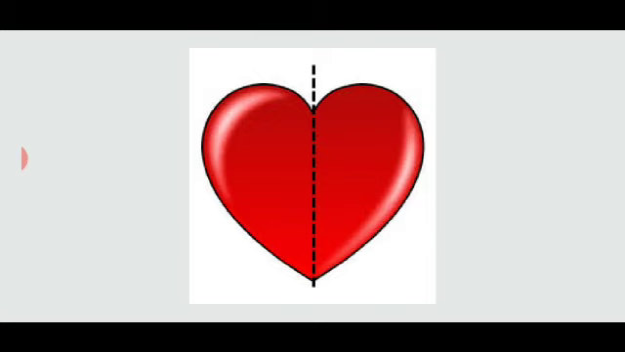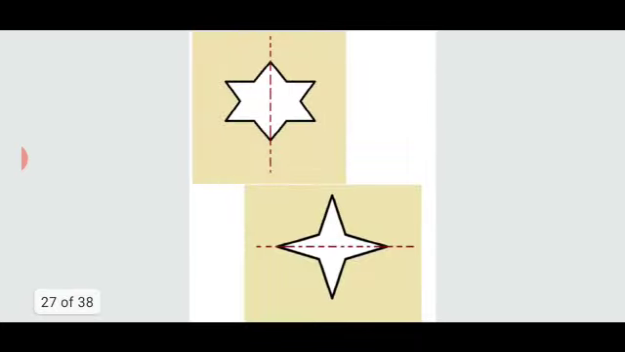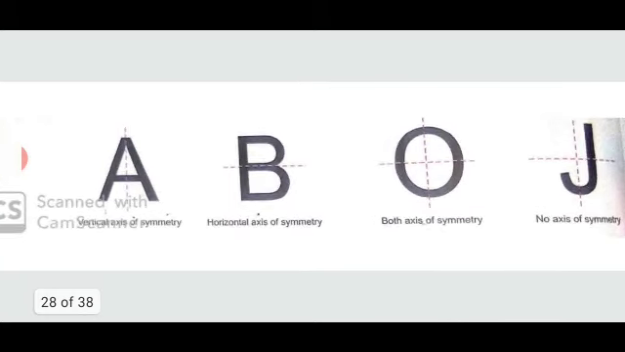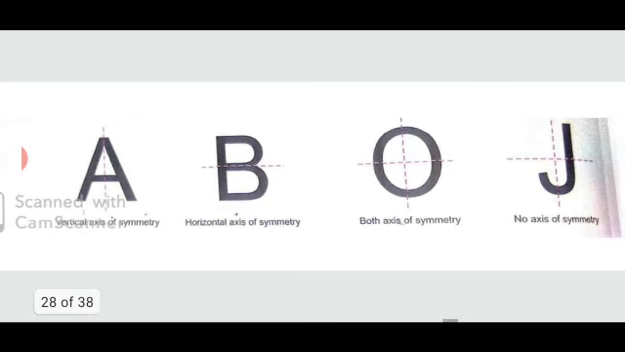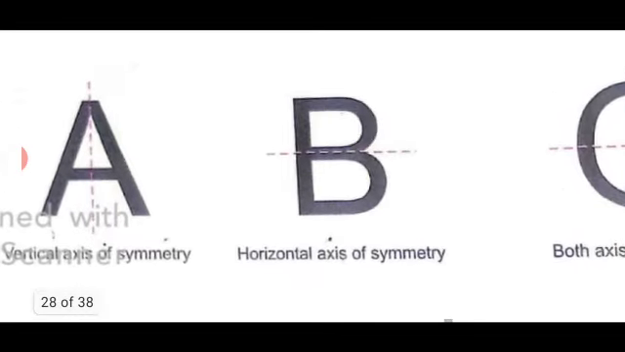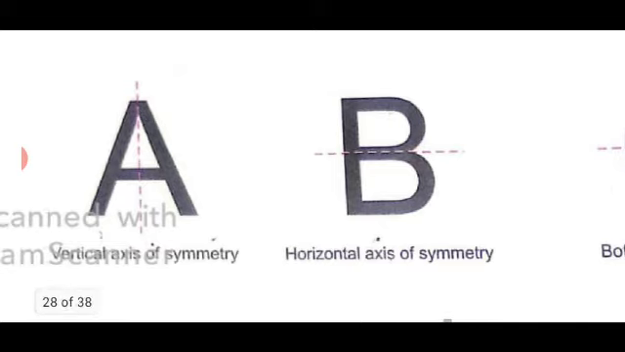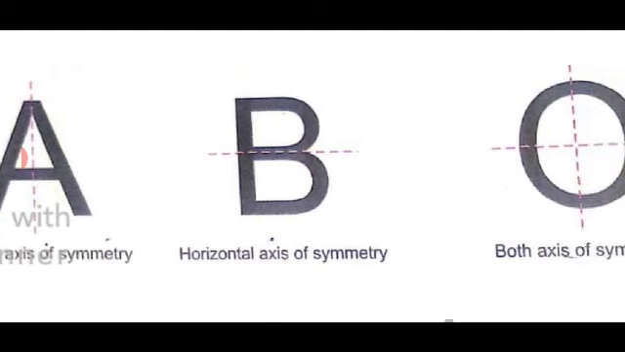A shape can have vertical axis of symmetry, horizontal axis of symmetry, or both. It depends on the shape. Some shapes or figures have horizontal, some have vertical, and some have both, and some have none. Look at a few letters of the English alphabet. A: having only one axis of symmetry, that is vertical axis of symmetry. B: only one axis of symmetry, that is horizontal axis of symmetry.